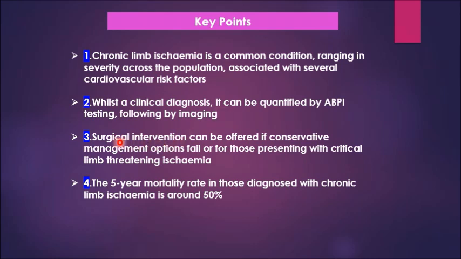Surgical intervention can be offered if conservative management fails, or for those presenting with critical limb threatening ischemia. Okay, two conditions: medical treatment fails, and if he develops a worsening condition, going on to critical limb threatening ischemia. The 5-year mortality rate for those diagnosed with chronic limb ischemia is around 50%.